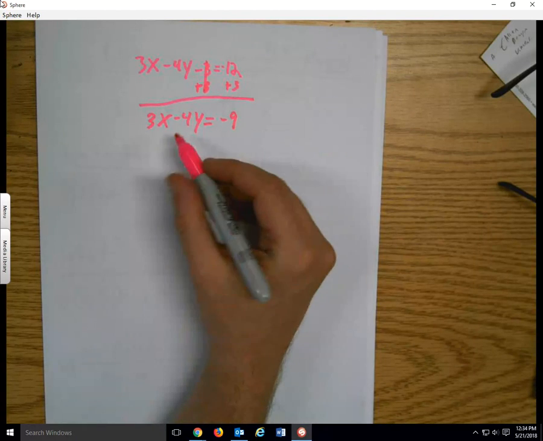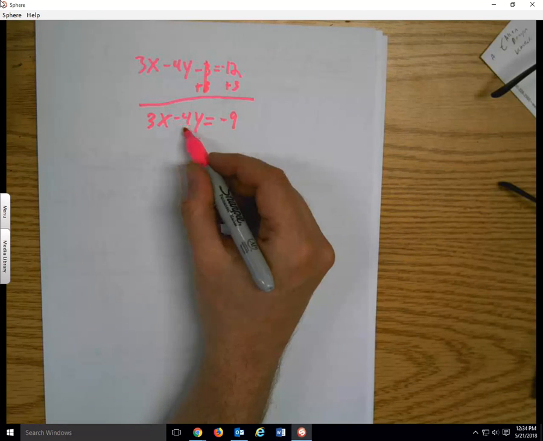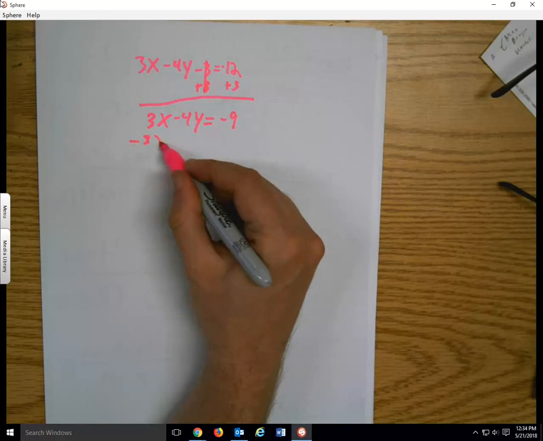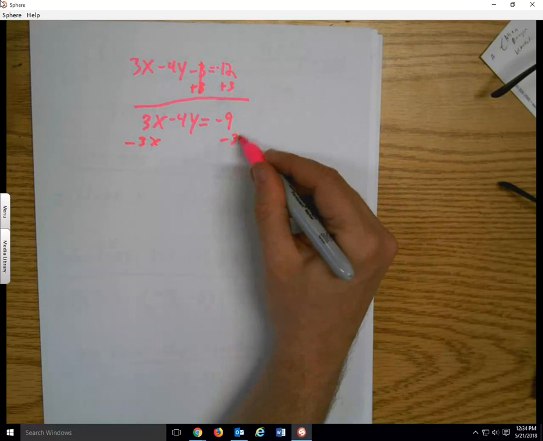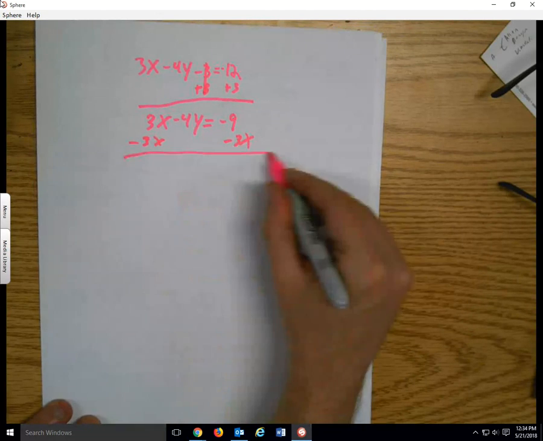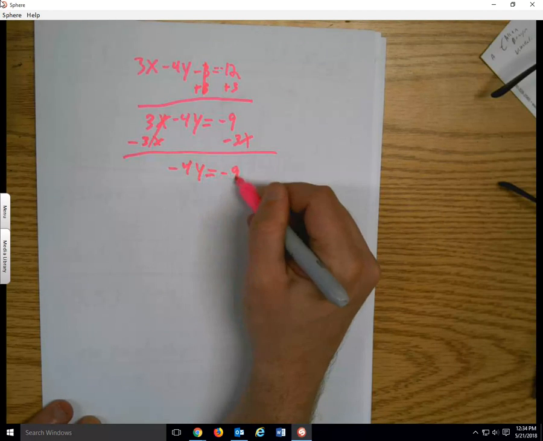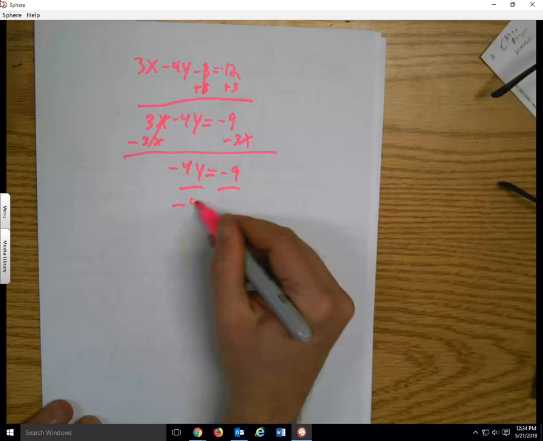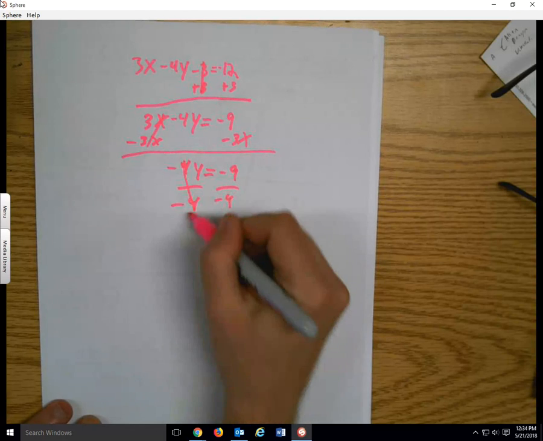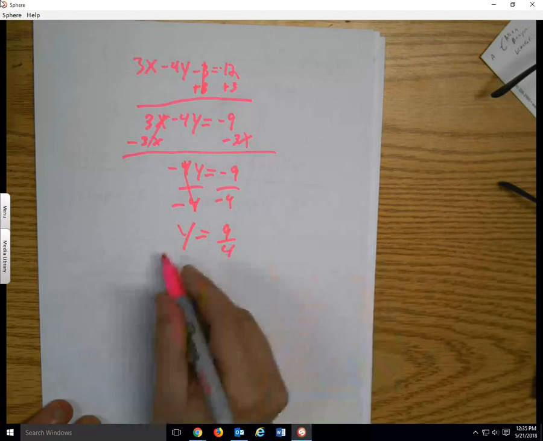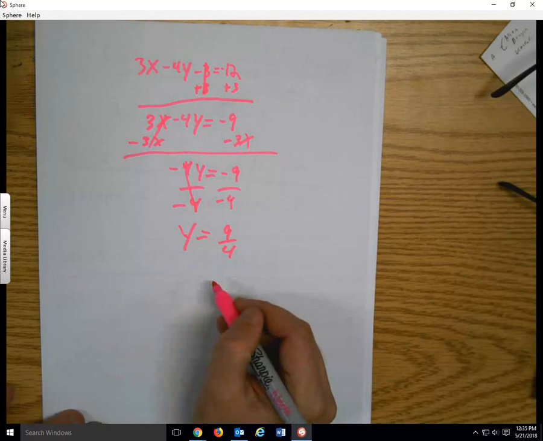And we're solving for y, so there's a -4 being multiplied and a 3x being added, so I'll undo the 3x. -4y equals -9. Divide both sides by a -4. So y equals 9/4.